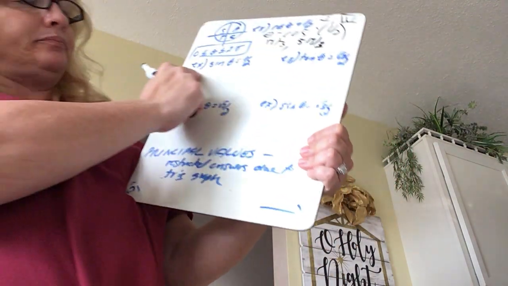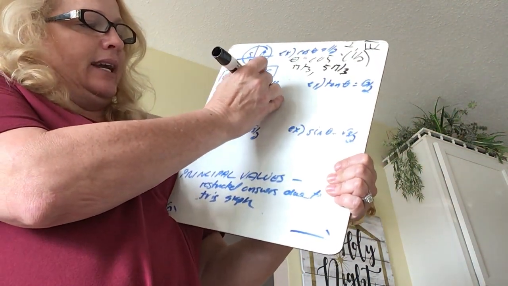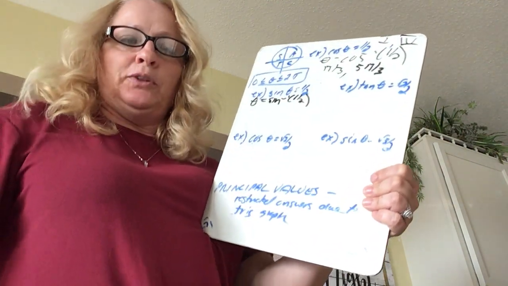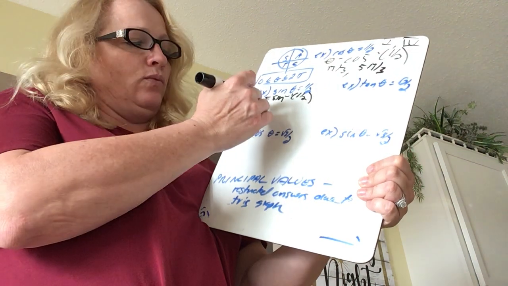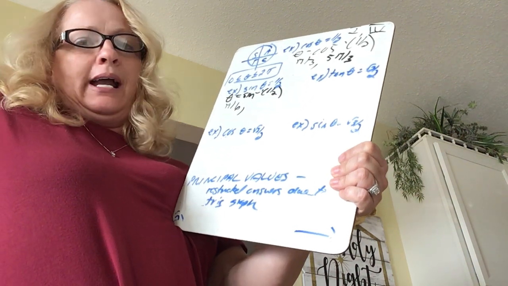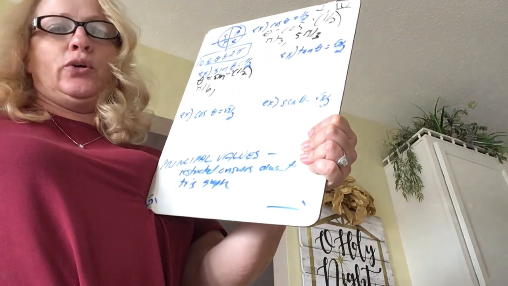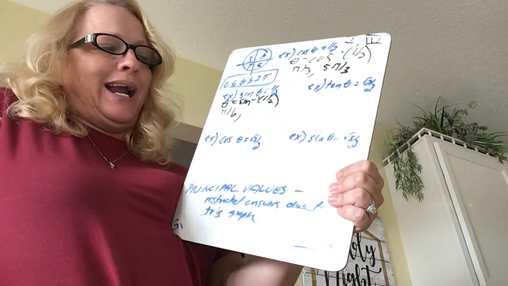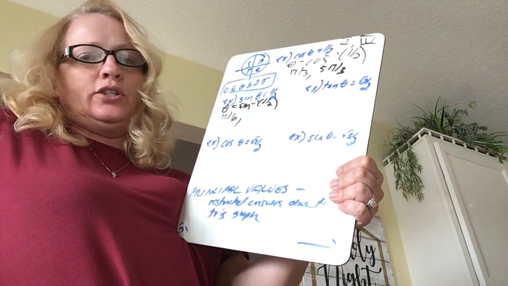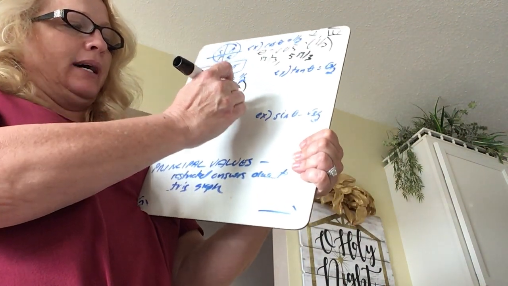Okay, let's do another one. Sine of theta is 1/2. So theta is sine inverse of 1/2. Where is sine equal to 1/2? Well, that would be at 30 degrees or pi over 6. All right, now we also know that sine is positive in quadrant 2. So what other angle uses 30 as a reference and is in quadrant 2? That would be 150 or 5 pi over 6.